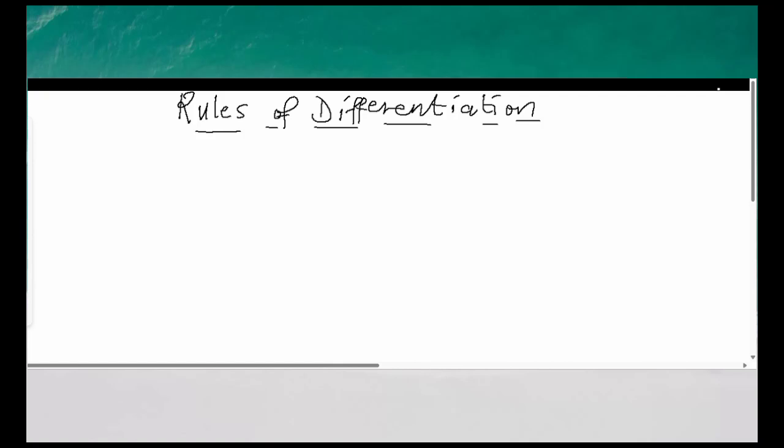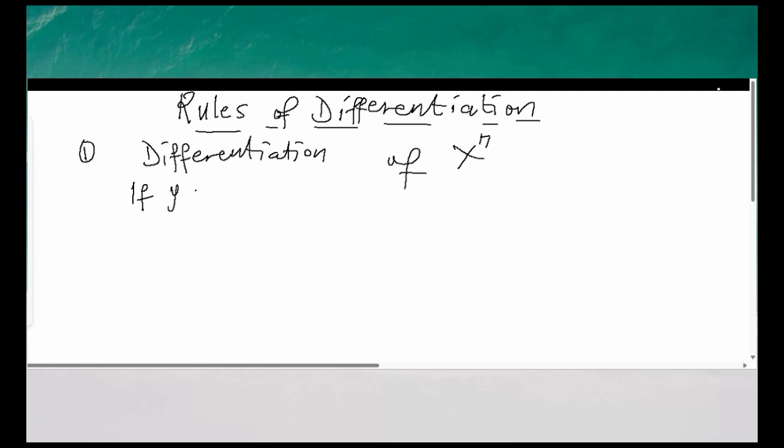Rules of differentiation. 1. We have the differentiation of x raised to the power n. Okay, so let us assume that y is equal to x raised to the power n.